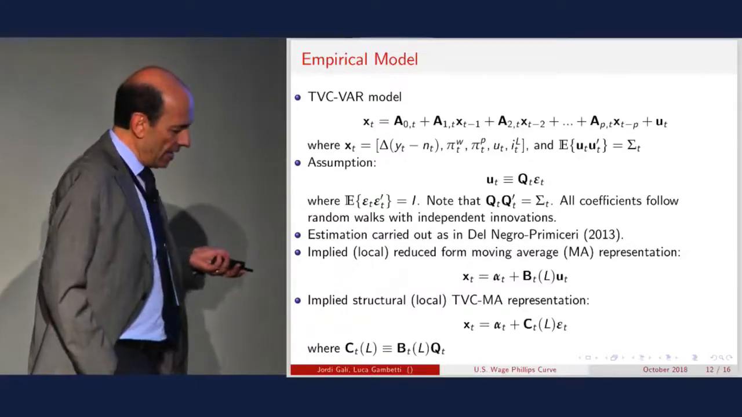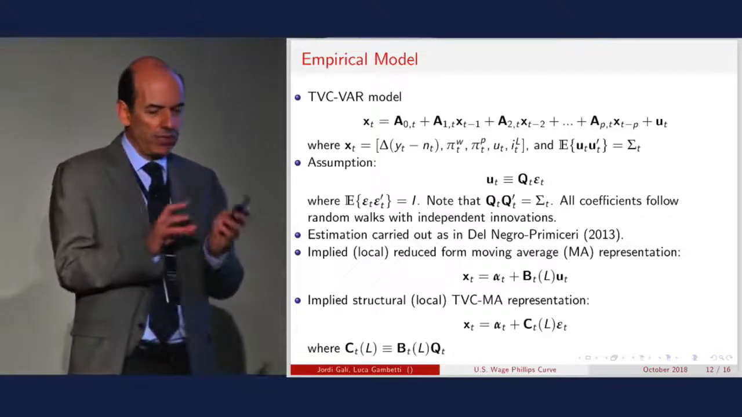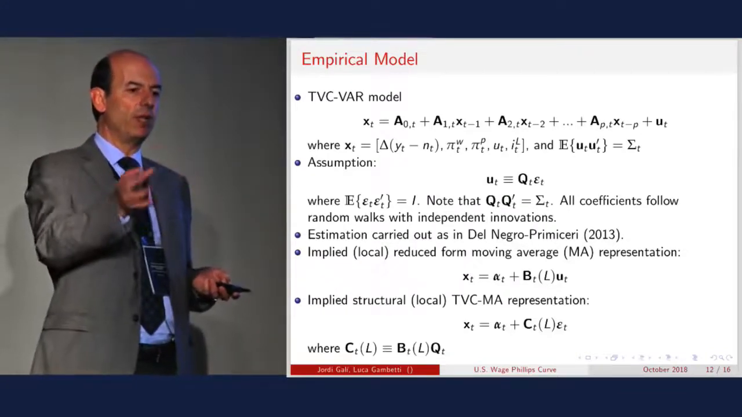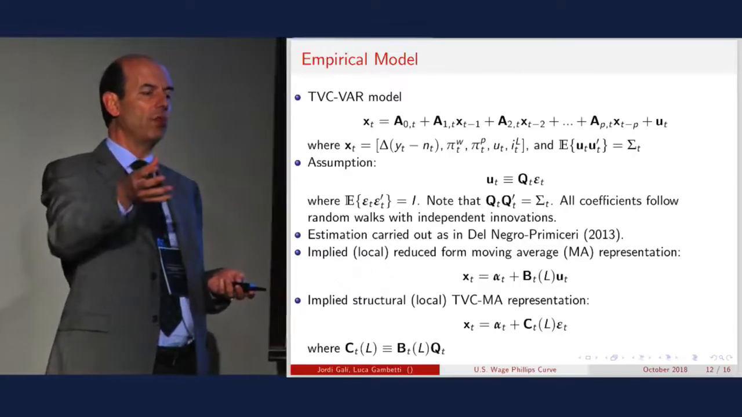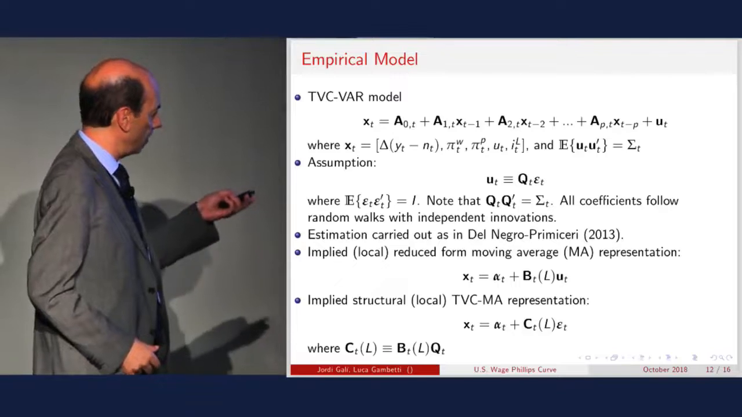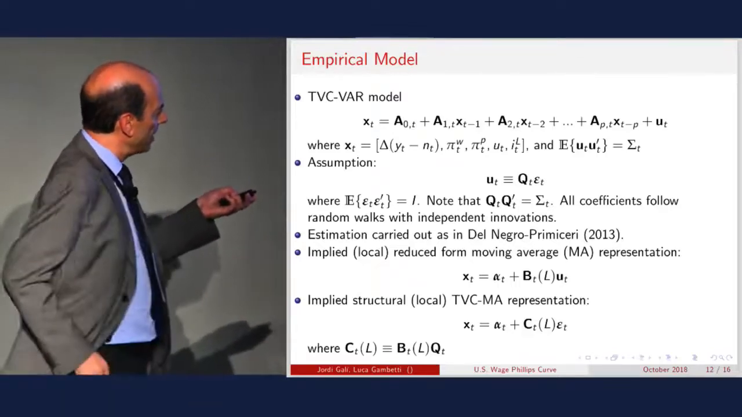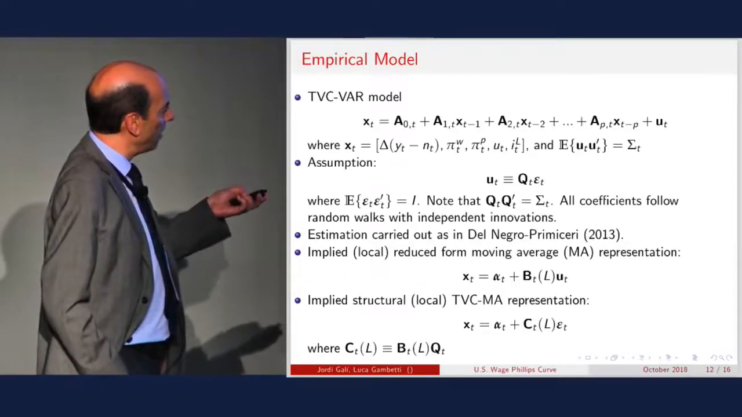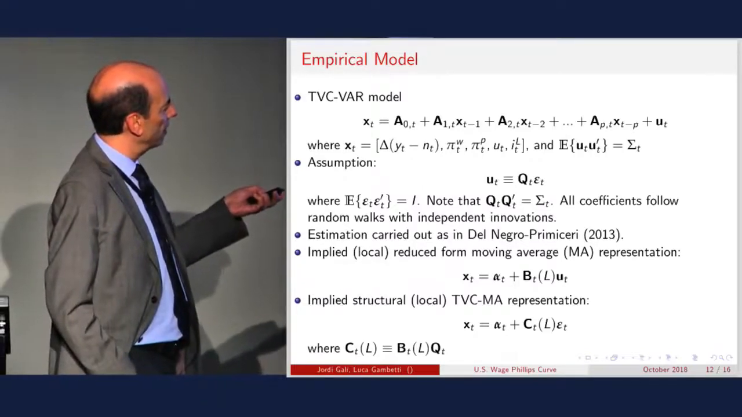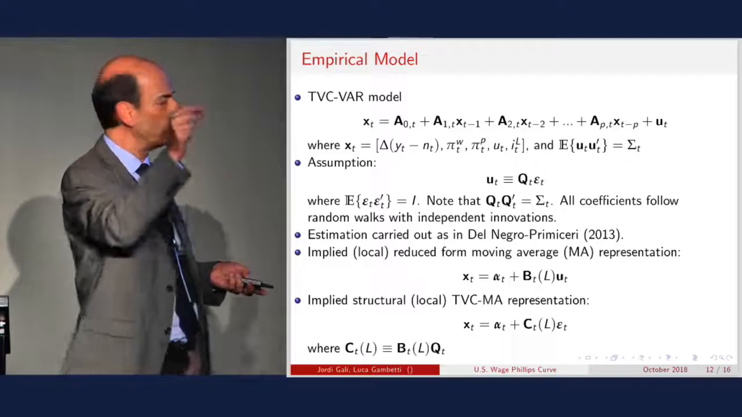And finally, the mapping. In these structural VARs, it is typically assumed that there is a linear mapping between the reduced form innovations and the contemporaneous structural shocks. Okay, and that's what it's assumed here. We also make that assumption, but that linear mapping is also allowed to change over time. That's why it has this T. Epsilon here is the vector of structural shocks.